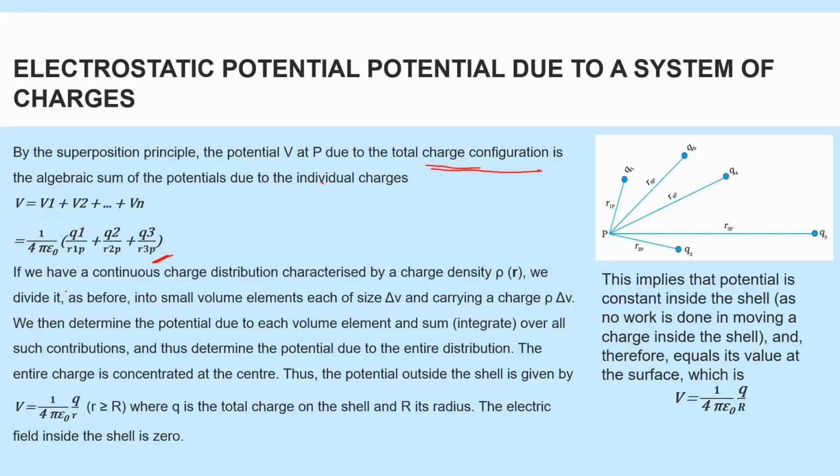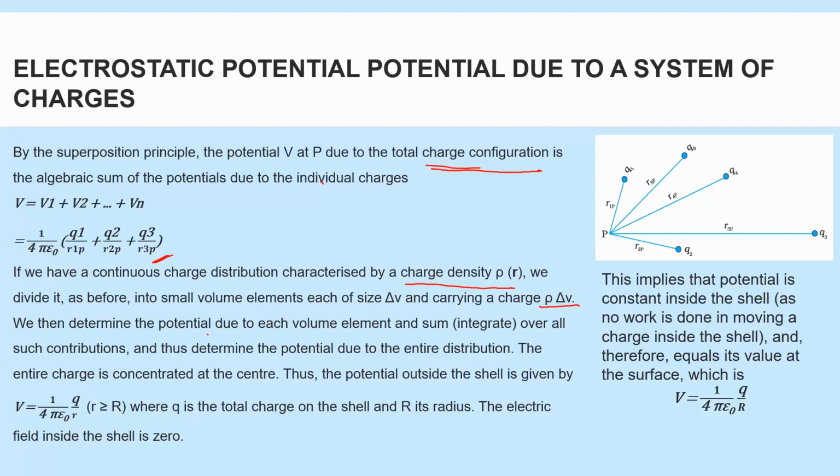If we have a continuous charge distribution given by the charge density rho, where rho is the volume charge density, suppose we are considering a continuous charge distribution in a volume. The charge density present is going to be rho, and we can divide the charge distribution into small volumes of size say del V, so the charge for each small volume element is going to be rho into del V.